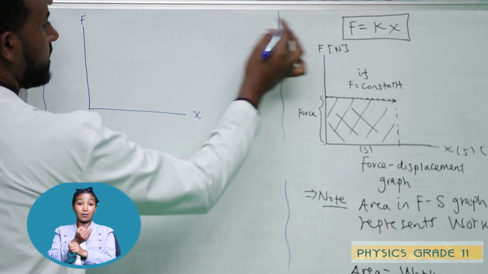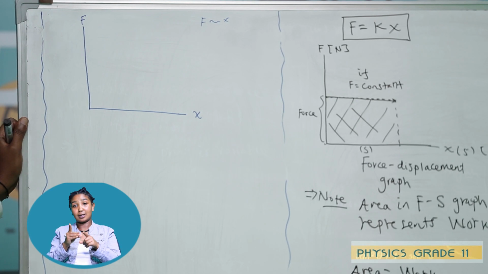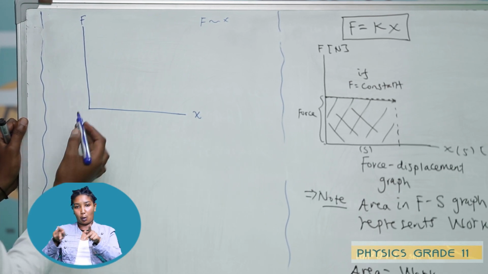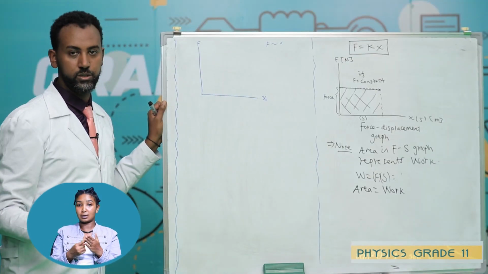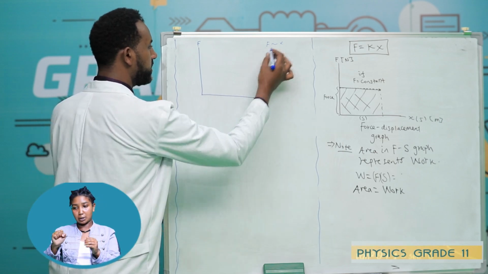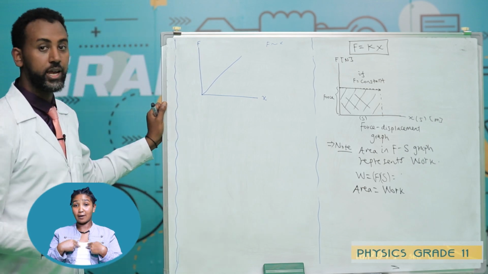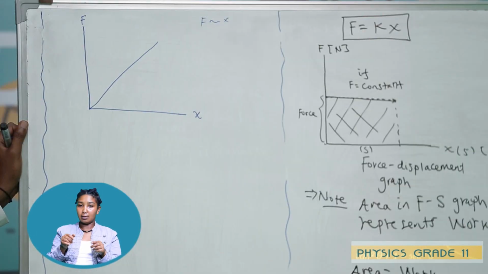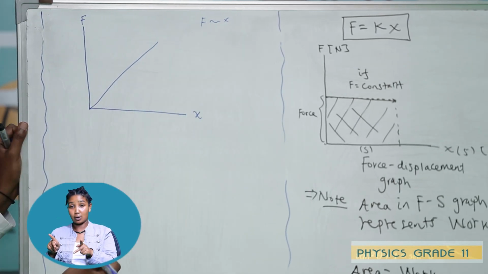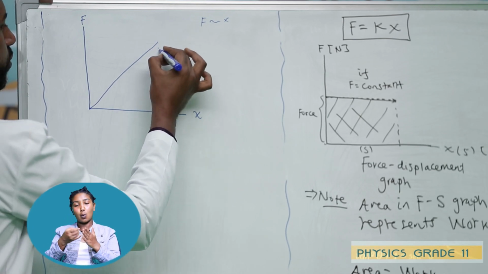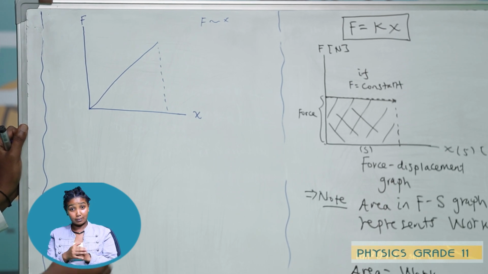The force and displacement have a direct proportionality. Whenever there is a linear increment of displacement, there is a linear increment of force. Therefore, force and displacement can be related like this. We can have such a linear relation. I hope you have learned this in your mathematics lesson. When two quantities are linearly correlated, the graph becomes like this. Therefore, what is the work done due to this graph?